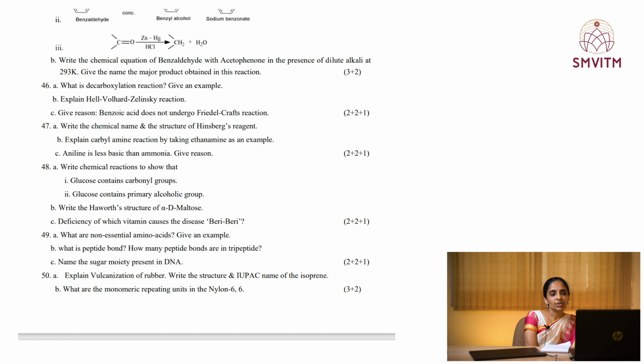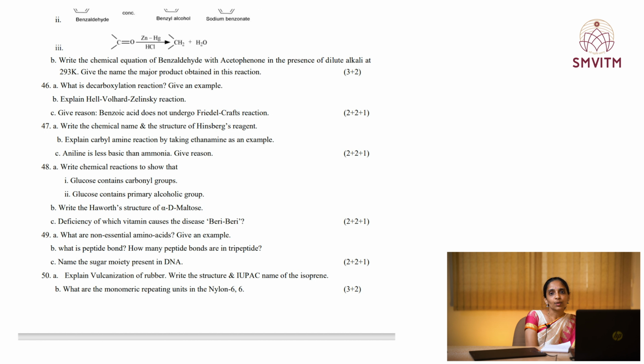Deficiency of which vitamin causes beriberi? It is vitamin B1. What are non-essential amino acids? These amino acids are synthesized in the body. Give an example. You find many examples. For essential, the examples are fewer. For non-essential, you have many examples like glycine.